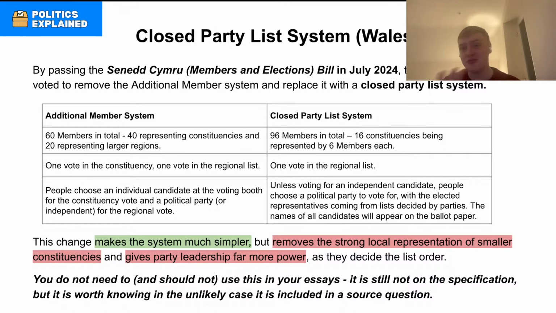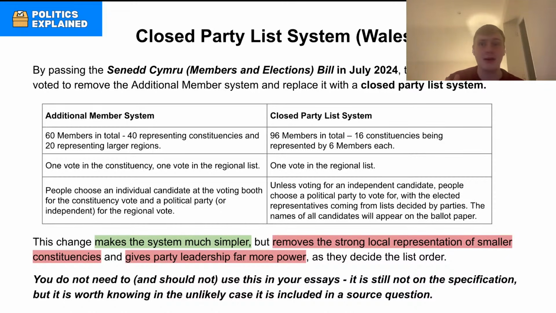The final thing we're going to have a look at before we get into some questions is the fact that Wales decided in 2024 from their next election to replace their current system, the additional member system, with a closed party list system. This isn't on the specification and you don't need to know it. It shouldn't come up in a source question. You don't need to know it.